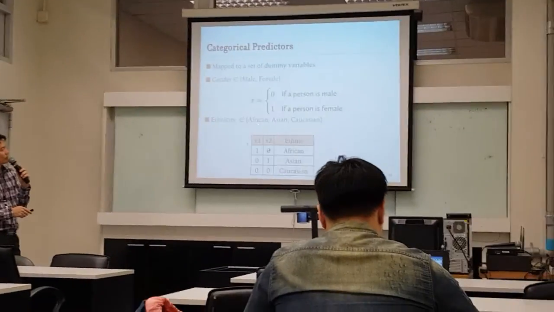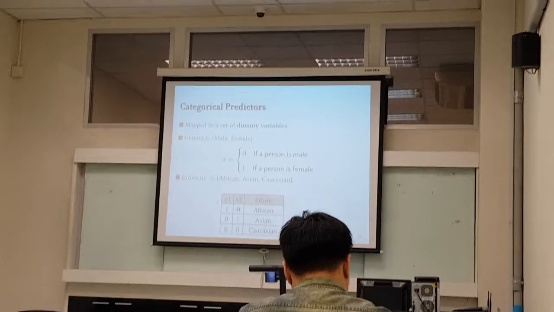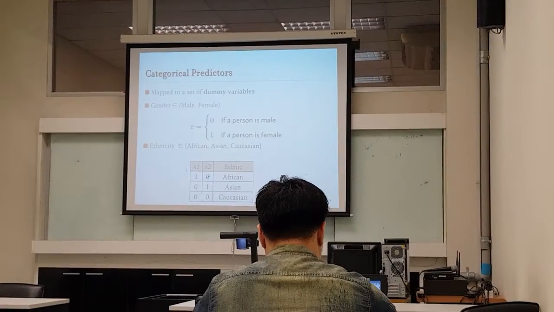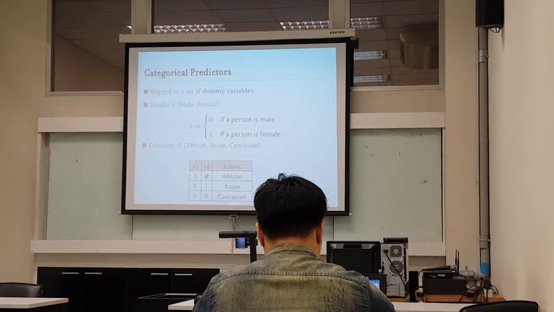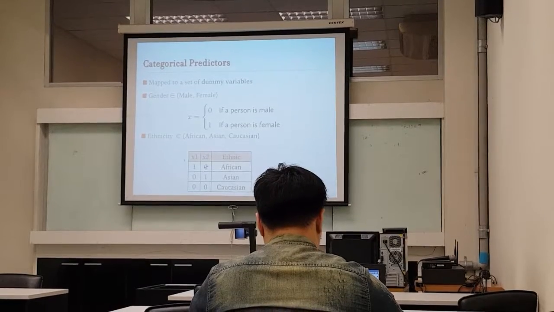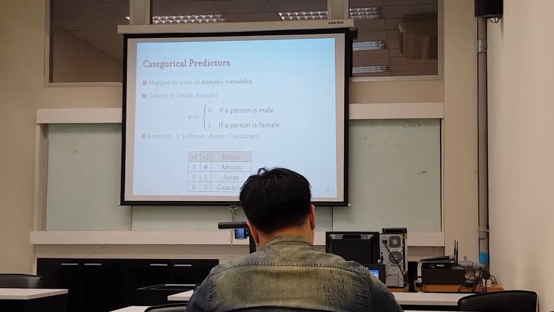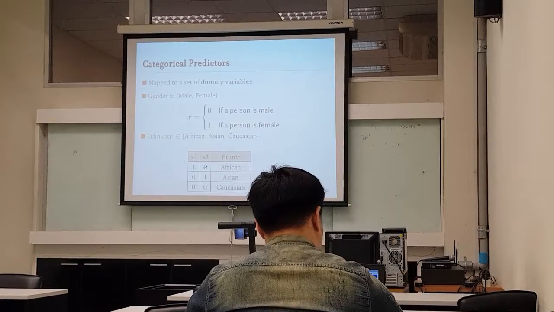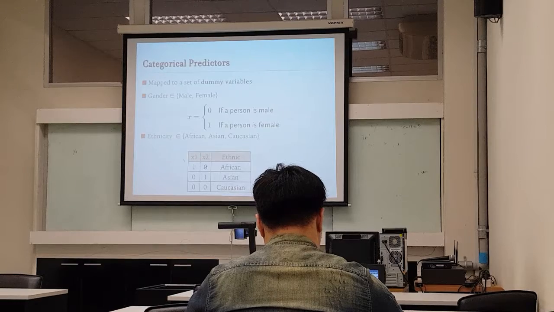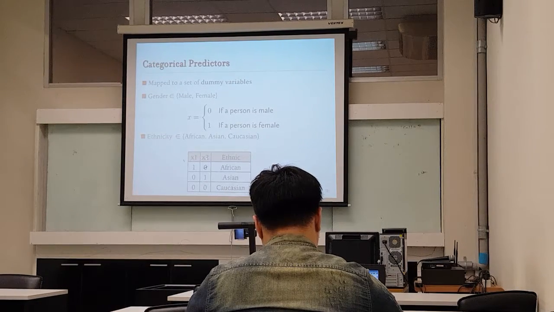Three levels for a predictor like this one: ethnic, African, Asian, and Caucasian. You can use something like this: 1-0 as African, 0-1 Asian, and 0-0 Caucasian. So you transform one categorical predictor into two dummy variables. These x1, x2 are called dummy variables.